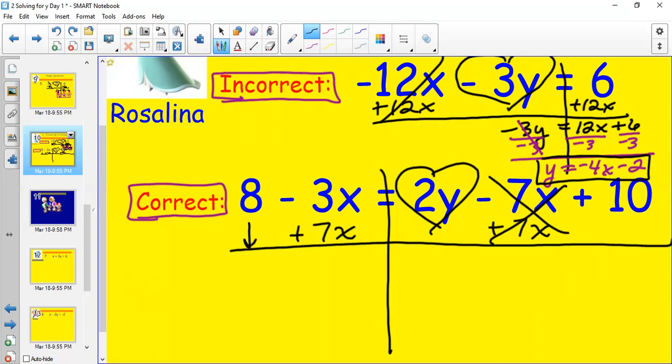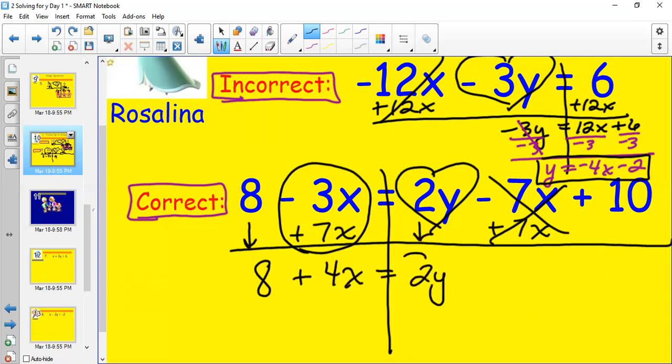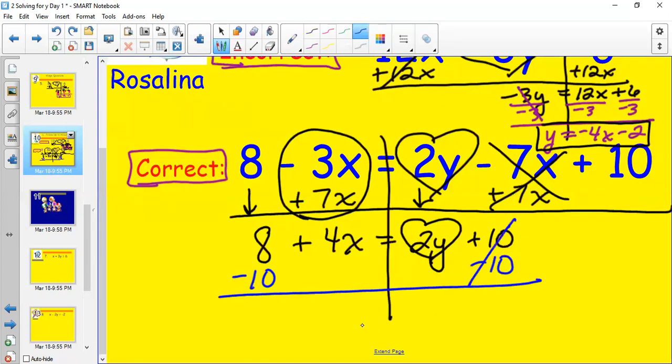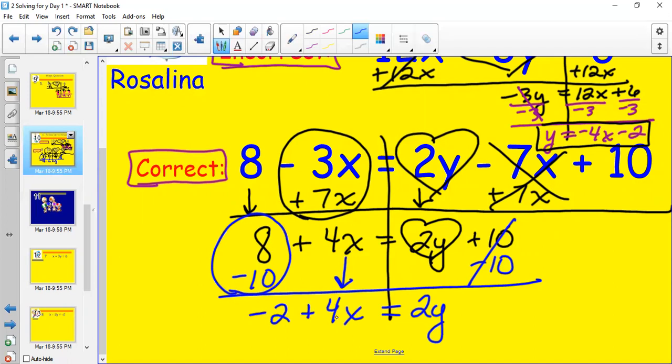I'm going to bring down my 8. I'm going to combine my like terms here to get 4x. I'm going to bring down my happy couple. Again, I'm going to keep them in the heart. And I'm going to bring down my plus 10. Again, we still have an outsider here. The 10 has to go to the other side. So to get rid of it, we're going to do the inverse and subtract it, which cancels that out. So I have 2y equal to 4x. Bring that down. Combine my like terms. That's a negative 2. And I'm going to bring down a plus here since that was a positive 4x.